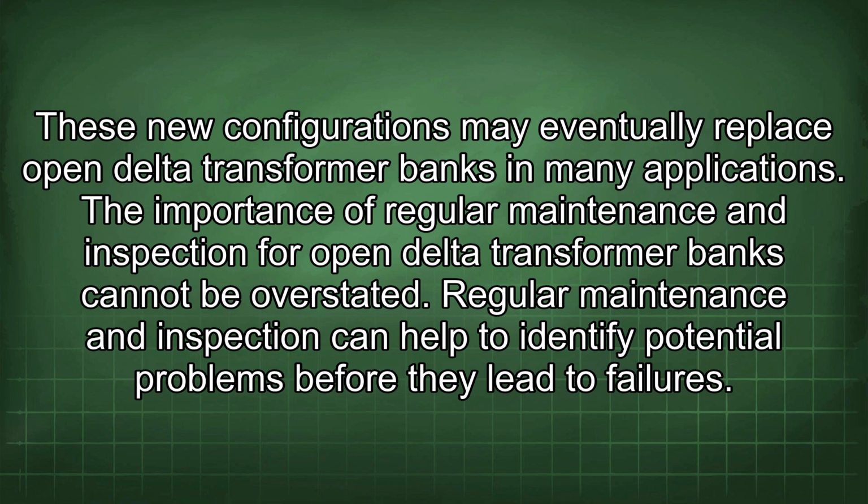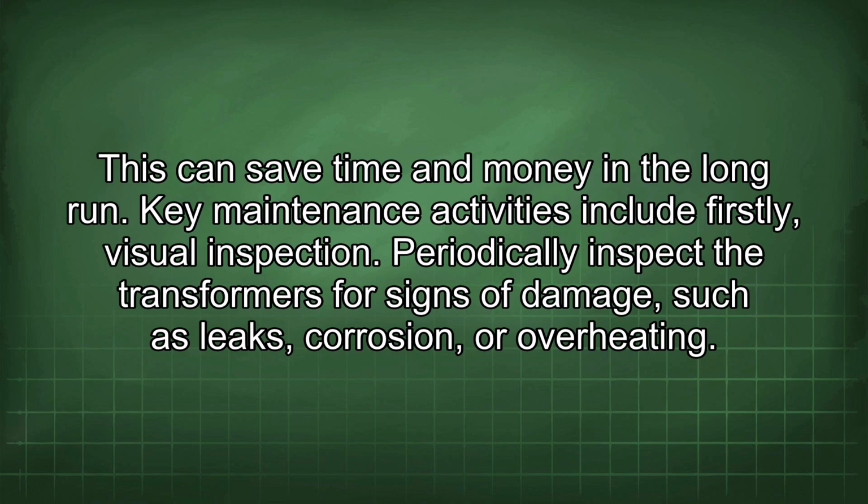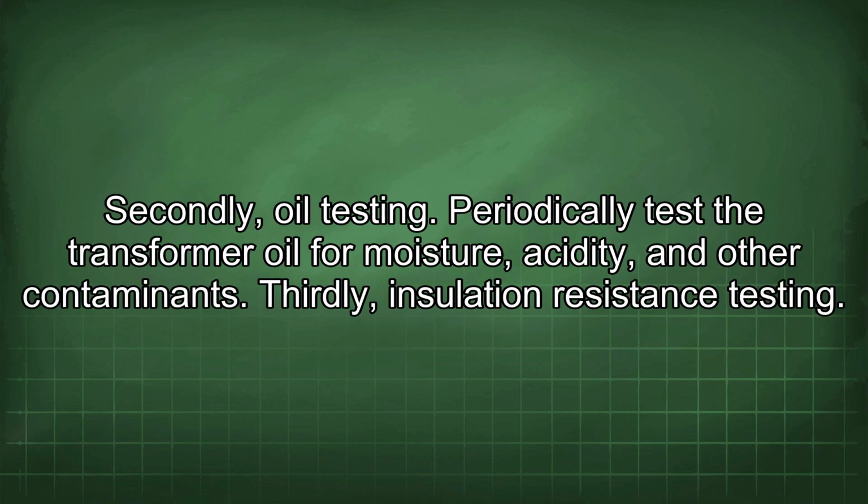The importance of regular maintenance and inspection for open delta transformer banks cannot be overstated. Regular maintenance and inspection can help to identify potential problems before they lead to failures. This can save time and money in the long run. Key maintenance activities include, firstly, visual inspection. Periodically inspect the transformers for signs of damage such as leaks, corrosion, or overheating. Secondly, oil testing. Periodically test the transformer oil for moisture, acidity, and other contaminants.